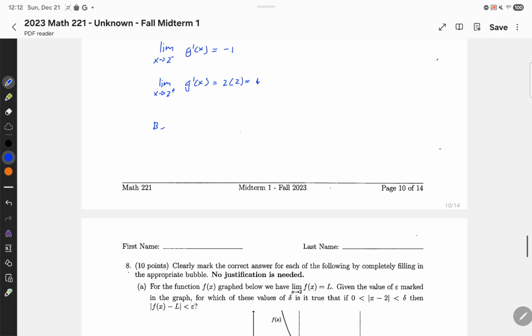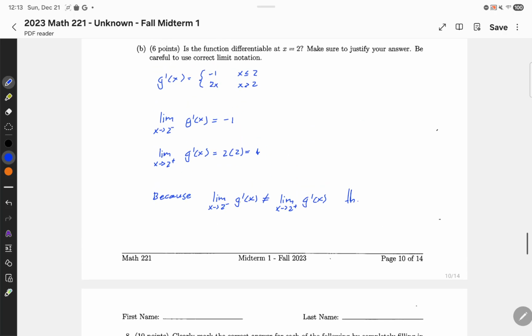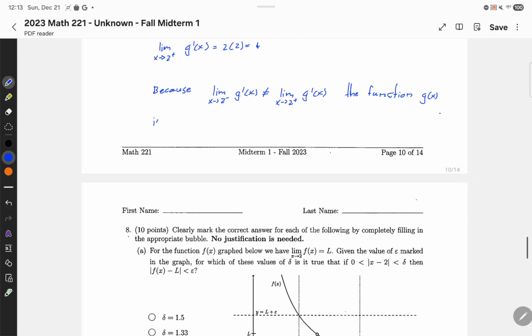And so we can say, because the limit as x approaches 2 from the negative side of g prime of x is not equal to the limit as x approaches 2 from the positive side of g prime of x, the function g of x is not differentiable at x equals 2. And that is all we have to write for that one.